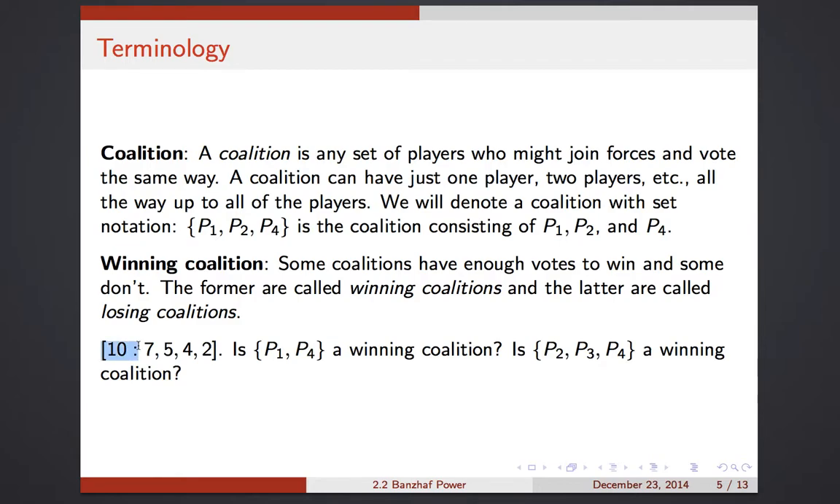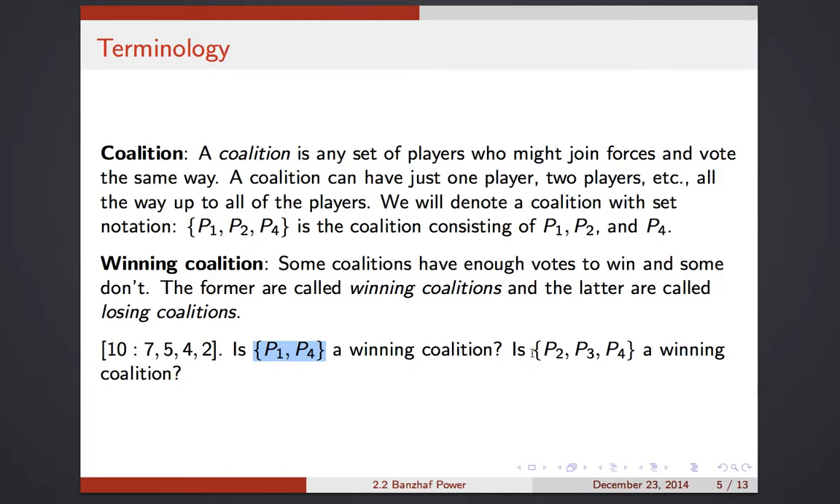So here's a small example. The quota is 10, and there are 4 players, and here are their weights. So the first question that we can ask is, is P1, P4 a winning coalition? If you want to answer this question, just add up the weights of player 1 and player 4. Player 1 controls 7, player 4 controls 2, so between the 2 of them, they control 9 votes, and 9 votes is not enough to pass a motion. You need 10 votes to pass something. So no, this is a losing coalition here. There are not enough votes between the players to pass a motion.